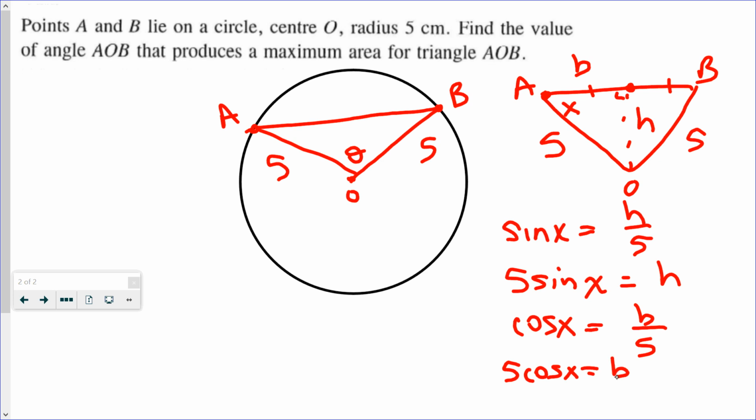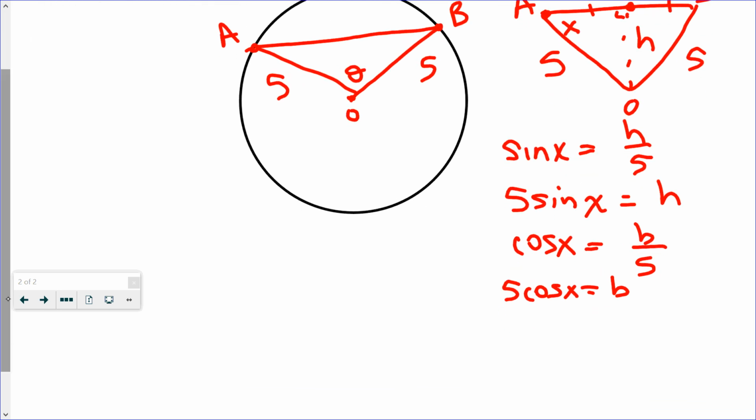Now, remember that this base is only half of the base. So this is a base, and this is the same base. All together, you would get your big base of the triangle. Because that is only half, I know that my entire base would be 2 of those. So 5 cos x plus 5 cos x is 10 cos x.